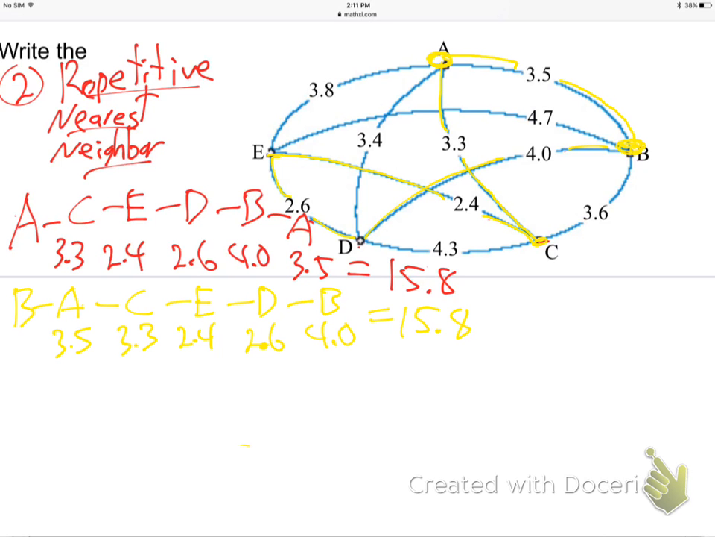How do I know it's the same loop? Look at the letters. Start with A: A, C, E, D, B, and back to A. It's the same loop starting in a different spot. It won't always be. Sometimes you get different loops. But see how that's the same? Remember, you can rewrite any of these starting at any point in the loop because they're all circles. You can start anywhere in the circle.